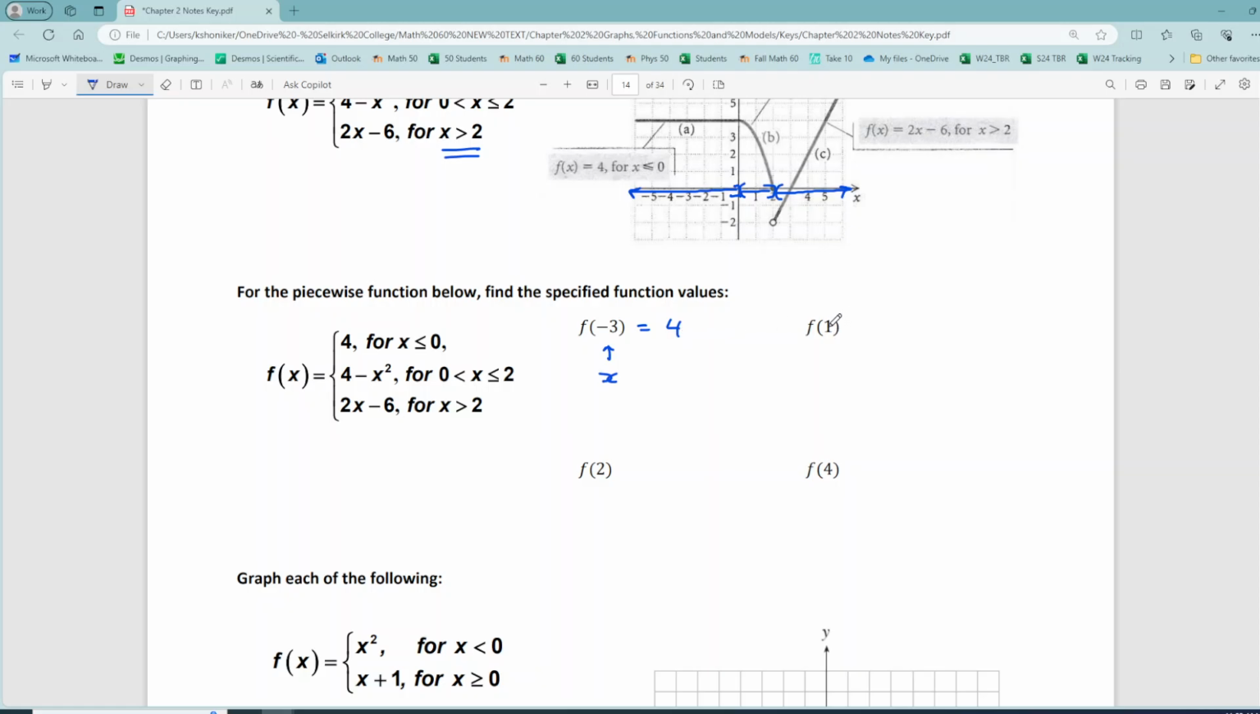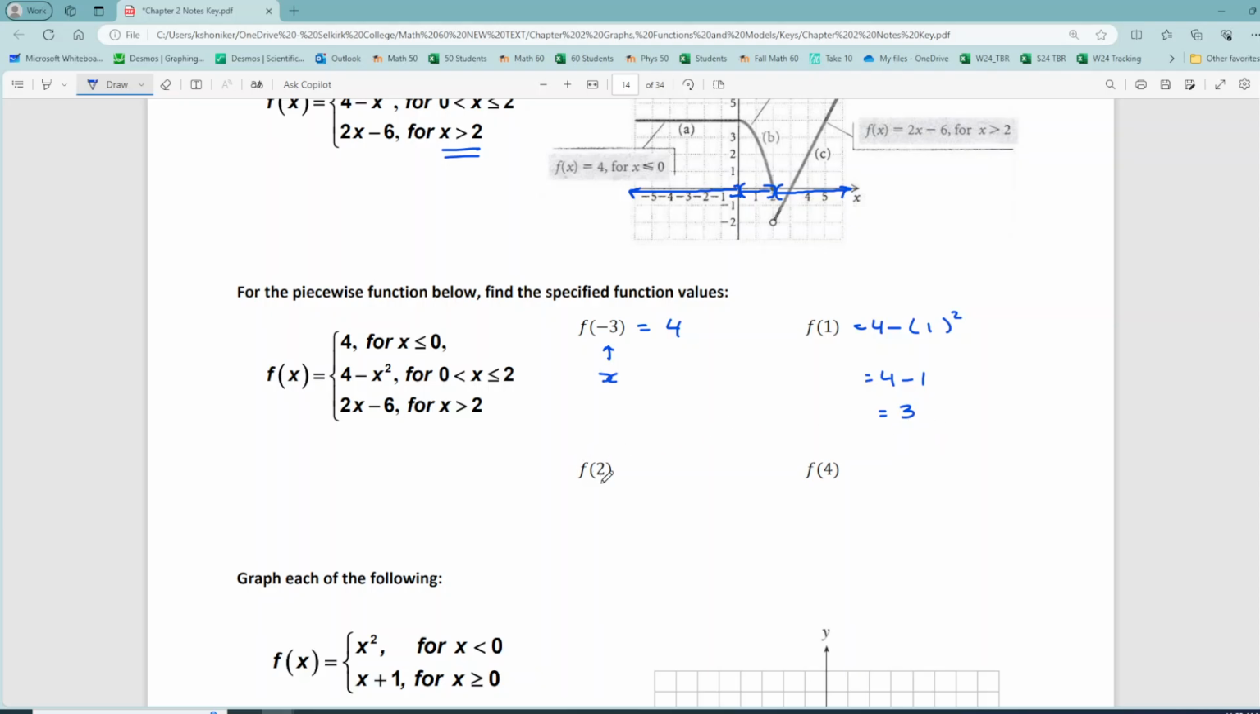If I now want you to put in an x value like 1, 1 is in this restricted domain. So I'm going to be plugging into 4 minus x squared, and in for the x, I'm going to put a 1. For this one, I'd get 4 minus 1, which is 3. So when x is 1, I get a y value of 3 on my functional graph.